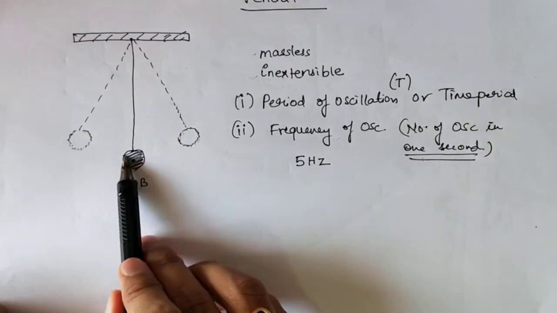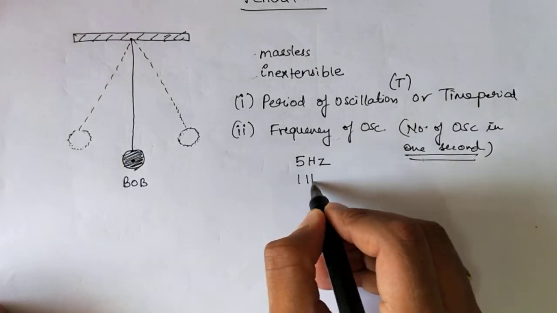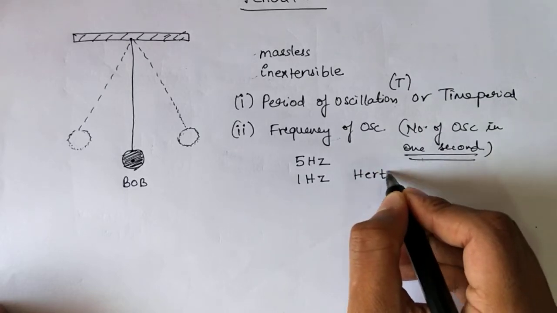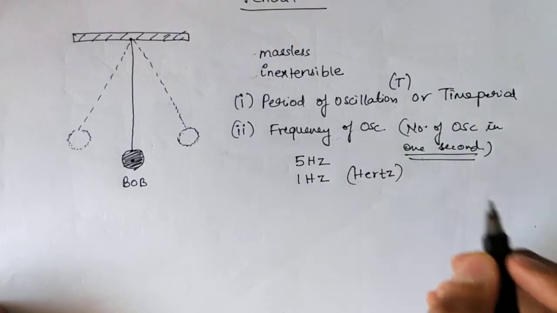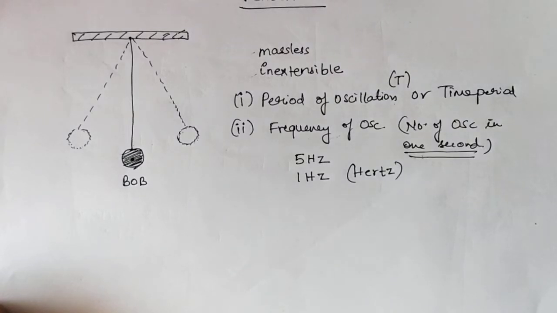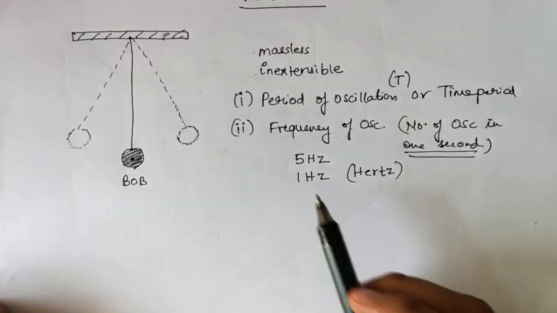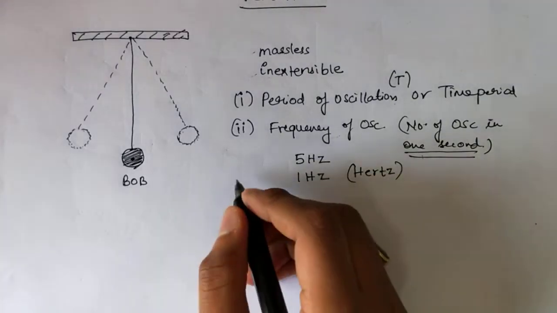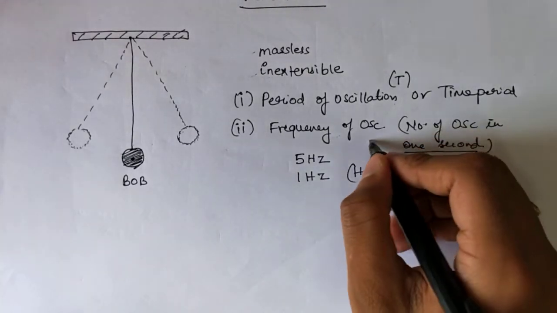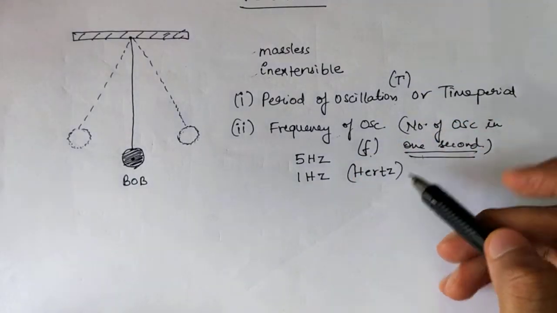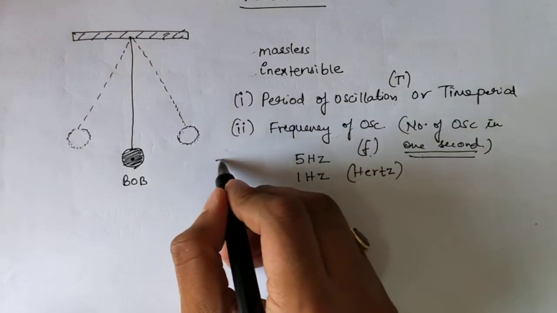So in 1 second, if it oscillates once, then it will have a frequency of 1 hertz. Hertz, H-E-R-T-Z, is a unit of frequency. This is the name of a scientist. So how many times a bob completes its oscillation in 1 second is called the frequency of oscillation, denoted by F. The relation between frequency of oscillation and time is reciprocal of each other.